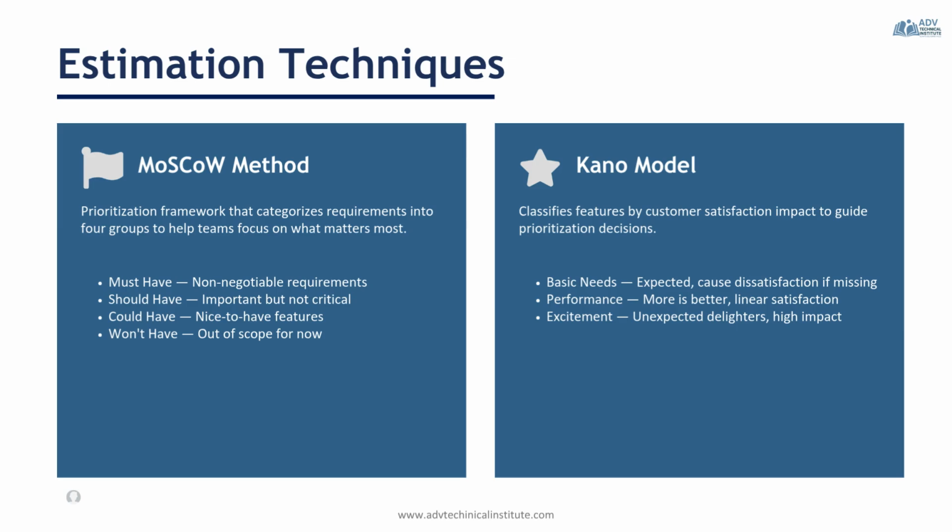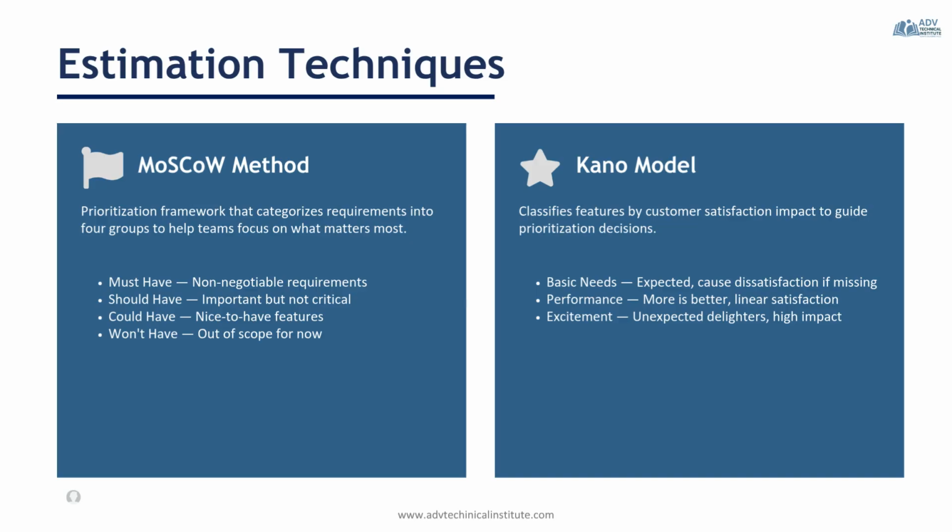Now we're going to talk about estimation techniques. When it comes to estimation techniques, Agile teams must constantly make decisions about what work should be done first and what features will deliver the most value. Two popular prioritization techniques are the MoSCoW method and the Kano model. The MoSCoW method helps teams prioritize requirements by categorizing them into four groups.